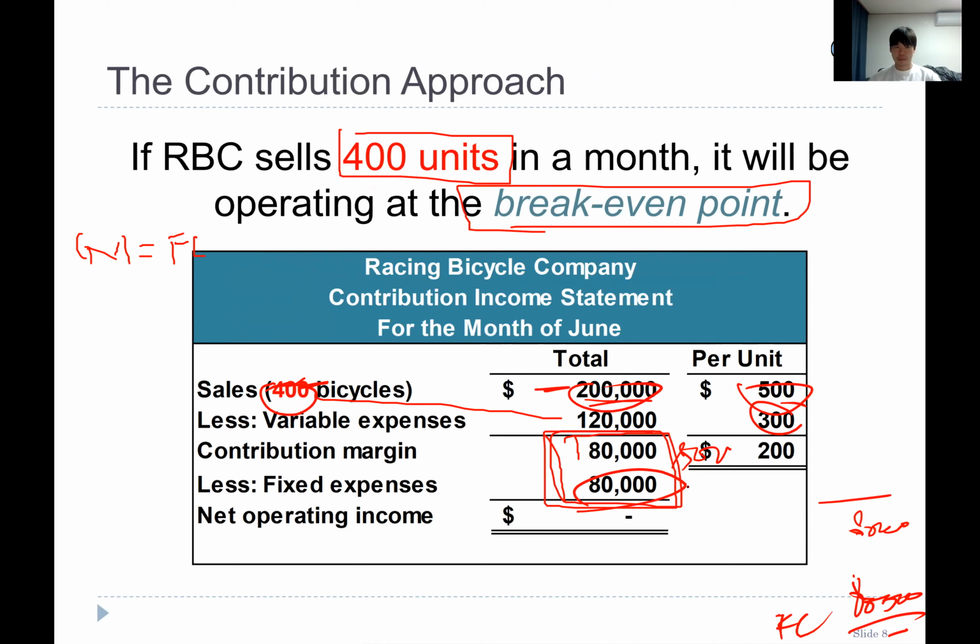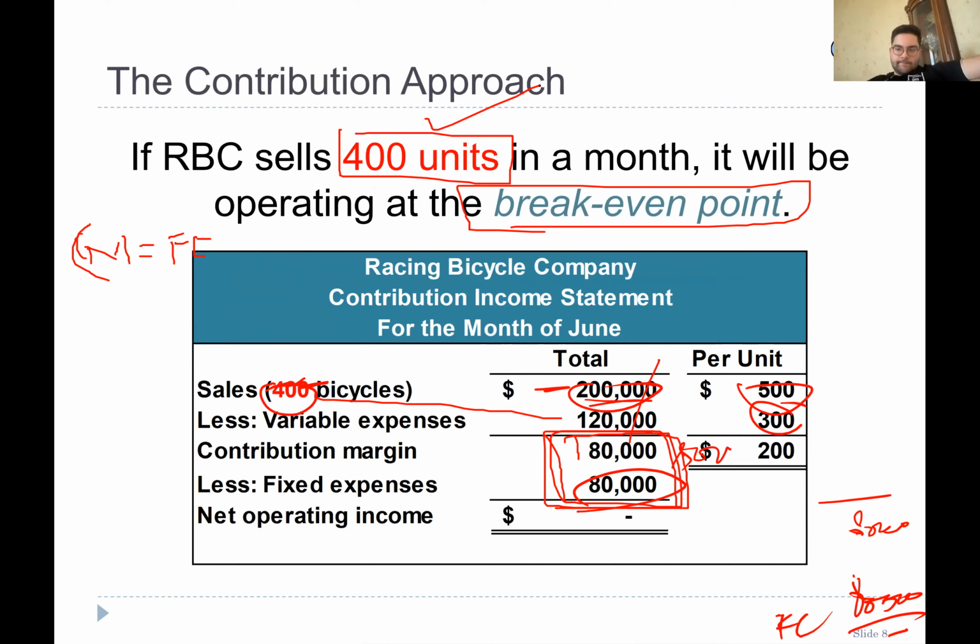Right, Subhan? CM is equal to fixed cost, right? So that they can have 80,000 fixed cost and their net profit is 0, right? So this is called break even. So now we know that our break even is 400.